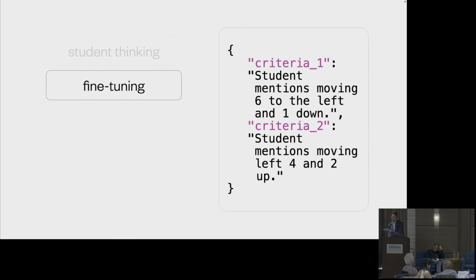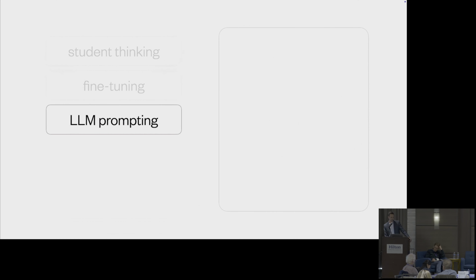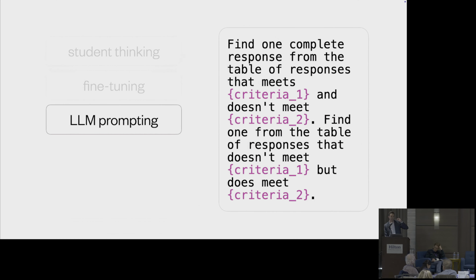So, I wrote that. We send that with an LLM prompt, all the student responses, to find a response that meets criteria 1 but not 2, and 2 but not 1. Go get them. Fly, fly, fly. Go get them, okay? And bring me back 2 if they exist. Ignore it if they don't.